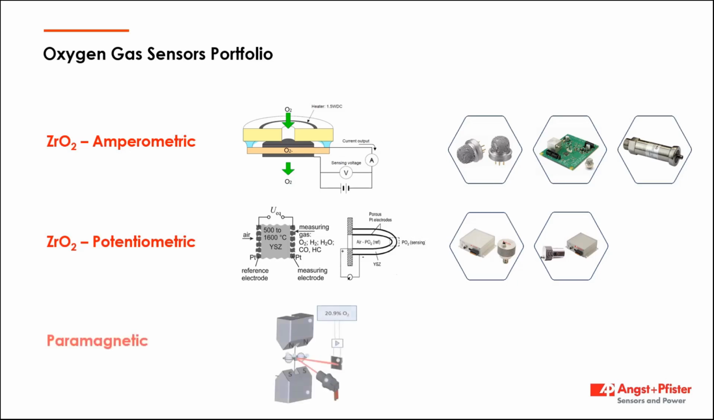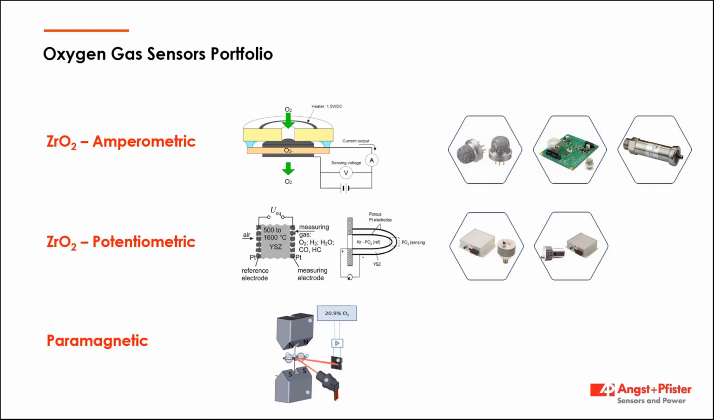Lastly, I would like to introduce you to the paramagnetic oxygen sensing principle as one of the most selective methods for the detection of oxygen in any application. A paramagnetic oxygen sensor operates on the principle that oxygen molecules exhibit paramagnetic properties, meaning that they are attracted by a magnetic field. In this sensor, a gas sample containing oxygen is exposed to a magnetic field, causing the oxygen molecules to align with the field.